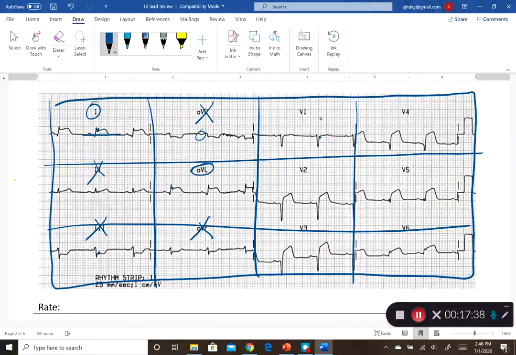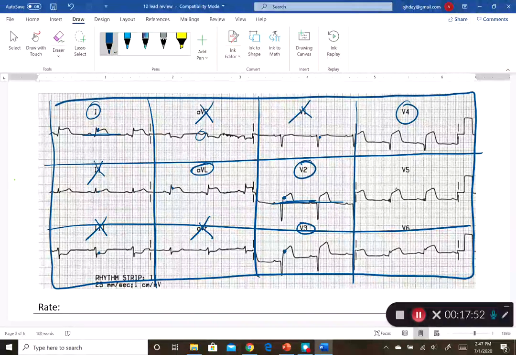V1, definitely no elevation there. V2, however, definitely have some elevation there. So there's my isoelectric line, and it's above. V3, some pretty big elevation, same with V4, and V5, and V6. So a lot of elevation going along here.